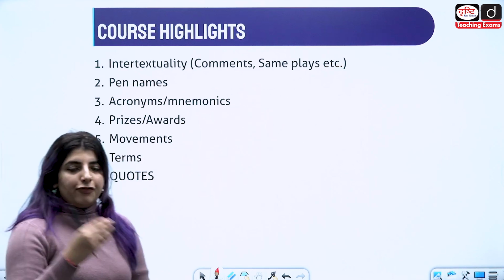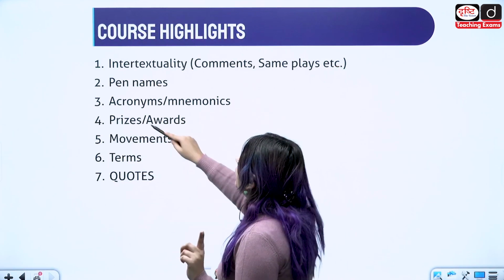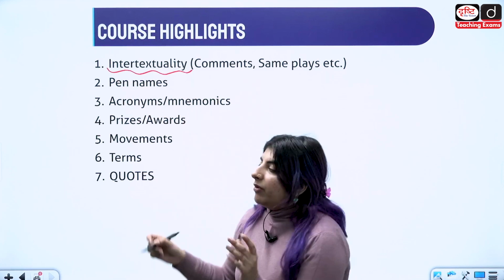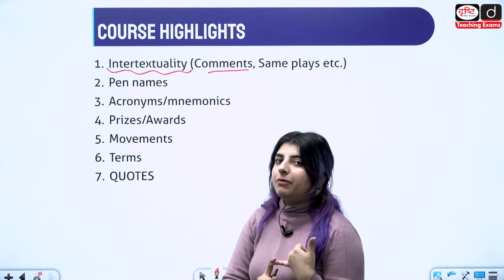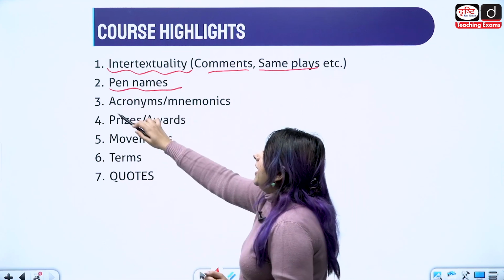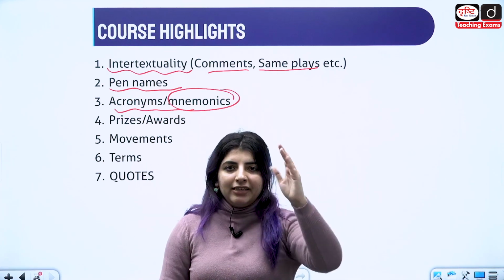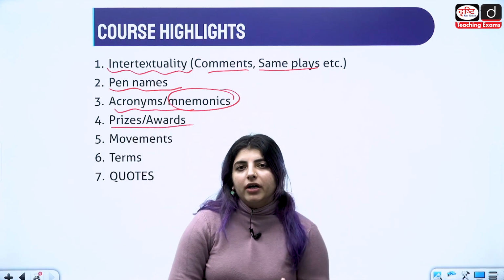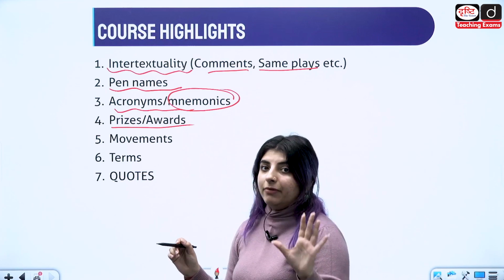Then we have, of course, the course highlights that I try to incorporate in my way of teaching, which would include intertextuality, where I would try to give you some names, some works which have interlinked names and all, some comments, anything related to criticism of any particular writer, same places with same names and all, pen names of the writers, acronyms or mnemonics, so that we know the works as well in a chronological manner. We'll try to practice those things as well. Prizes like Booker, Nobel Prizes, other prizes like Pulitzer and all, we are going to take a look at. Sahitya Akademi also for that matter.